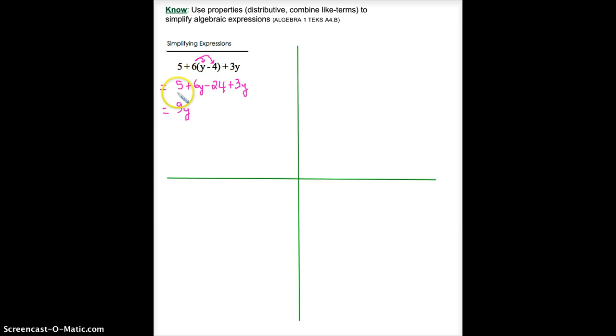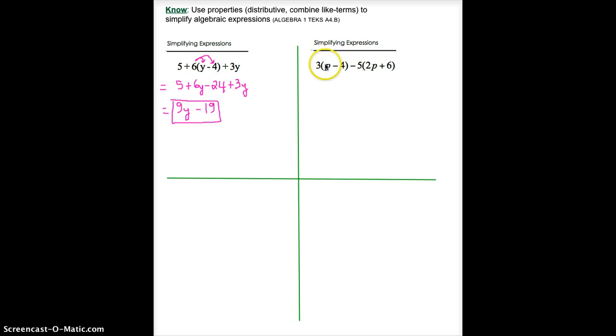Then we look at the constants, and as you can see, we have a positive 5 here and a negative 24. If you combine the positive 5 and the negative 24, you should get negative 19. Now this is our final answer because we cannot simplify it any further. So this would be our simplified answer, 9y minus 19. So let's look at another example.